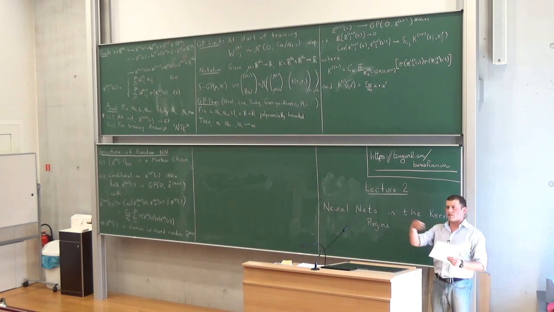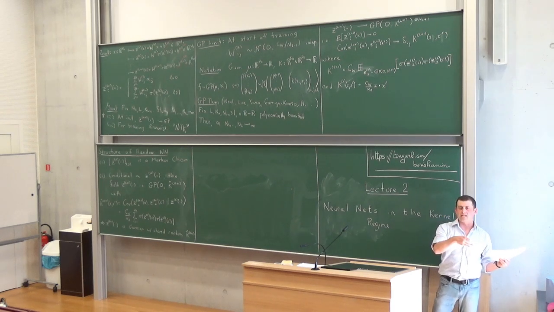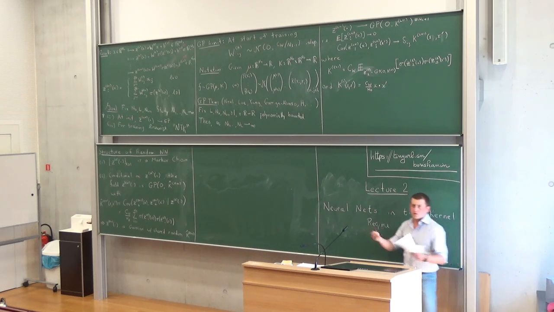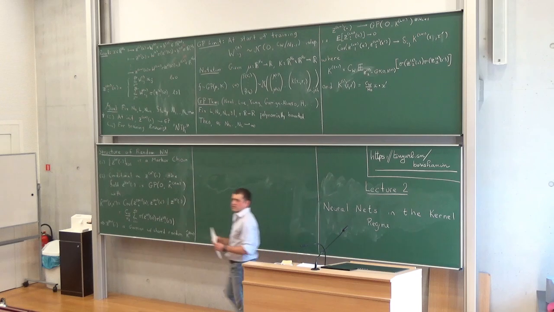But then, shifting the mean of the bias is just like changing your nonlinearity. So you may as well put the mean of the bias into the nonlinearity, just like adding a constant to the nonlinearity. Right? And then just go back to zero mean. So in that sense, it's without loss of generality.